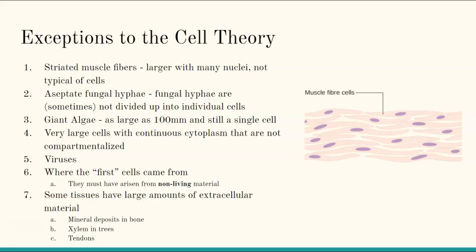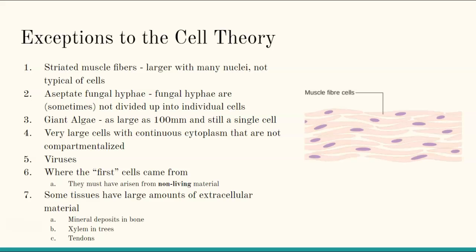Giant algae is another one. So sometimes these algae can be as large as 100 micrometers and still considered a single cell. And as we know, the surface area to volume ratio is like mega important for a cell to continue working at like its optimal capacity. So giant algae is like, well, why do you exist if you're not really working as well as you could be? And that kind of goes with number 4, where very large cells with continuous cytoplasm are not compartmentalized. So giant algae is like a specific example, but there's other examples that we see of very large cells.